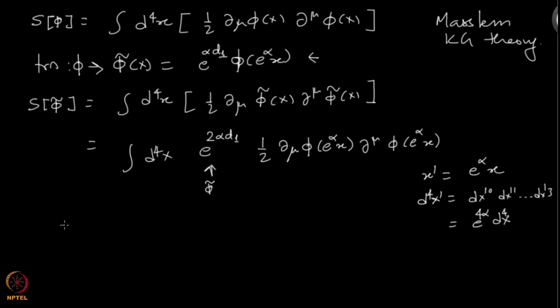So now that I am changing variables, I write this one as d4x prime, this one e to the minus 4 alpha. Then we have e to the 2 alpha d1, and these will become phi of x prime, right? Now I should change the derivative piece. And that's easy.